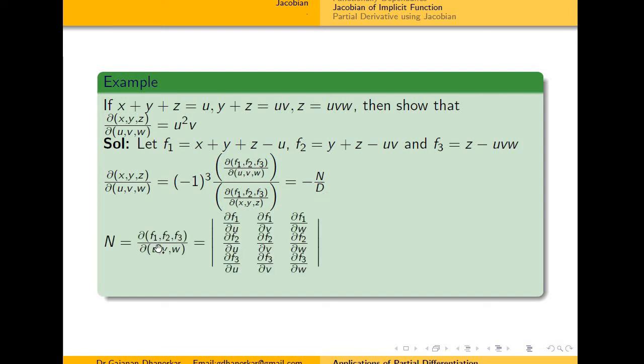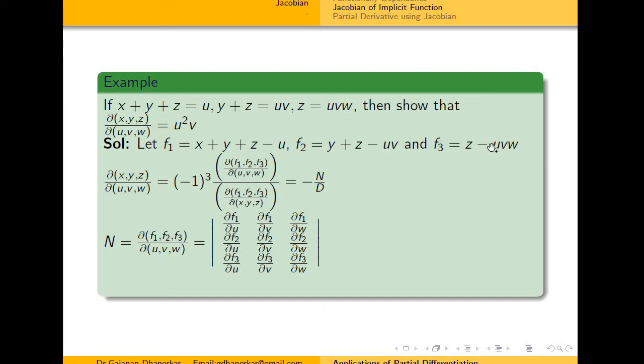This is numerator, Jacobian of f1 f2 f3 with respect to uvw. We will write here our determinant. We will find derivative of f1 with respect to uvw, which is very easy. This is minus 1, 0, 0. Derivative of f2 with respect to uvw: with respect to u, we will get minus v. With respect to v, we will get minus u. And with respect to w, we will get 0.